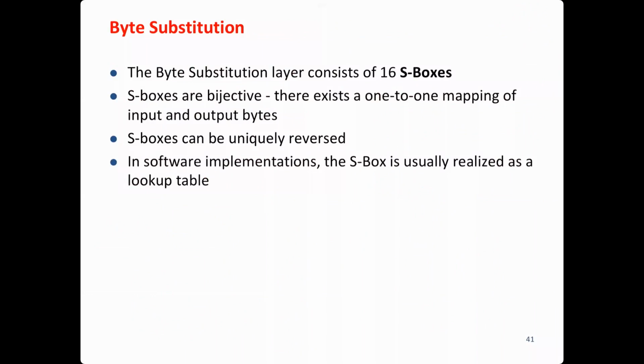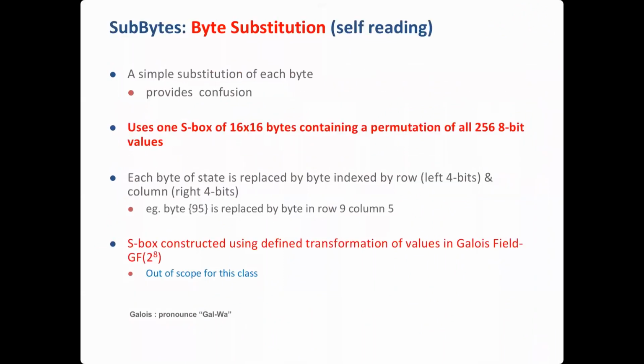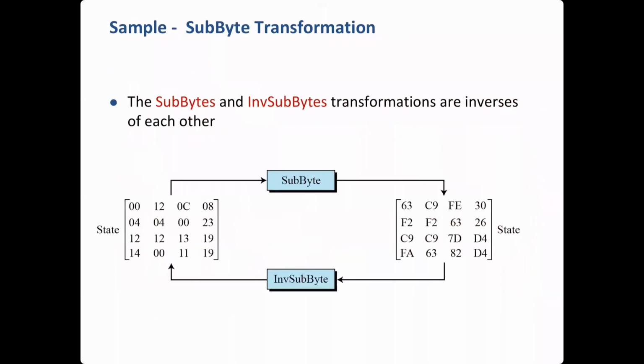So byte substitution we have already discussed. In software implementation, S box is usually realized as a lookup table. Very simple, right? Now please go through it. Byte substitution provides confusion, and all these points we have already discussed. And when we do decryption, we do just the inverse of that.